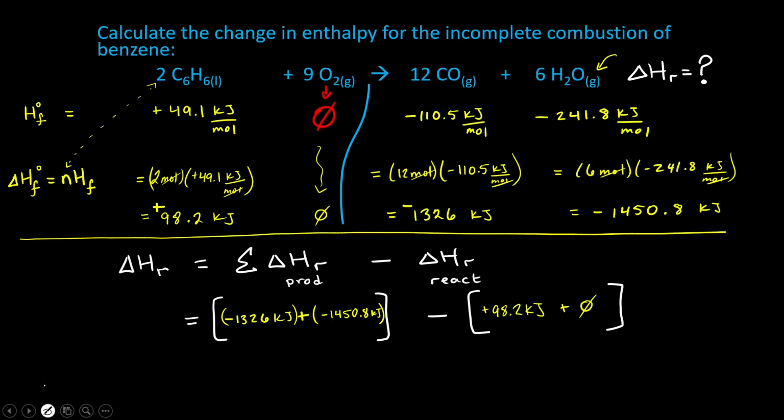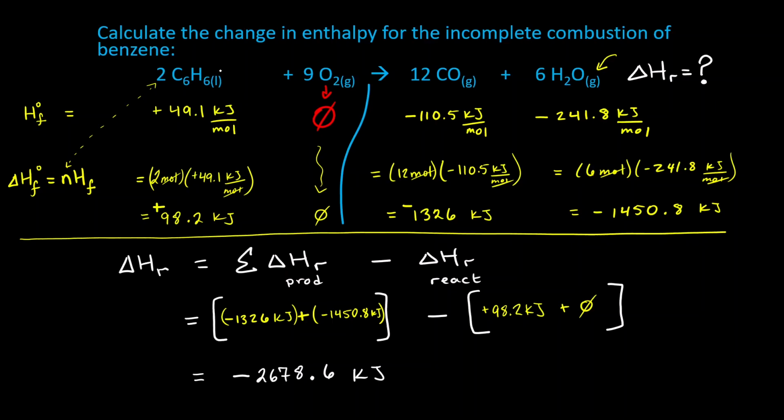I'm going to go ahead and do this calculation. Negative 1326 plus negative 1450.8, and then minus the 98.2, and I get negative 2678.6 kilojoules. They just cranked the music too. And that is our delta H of our reaction.